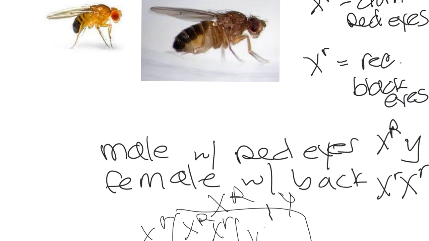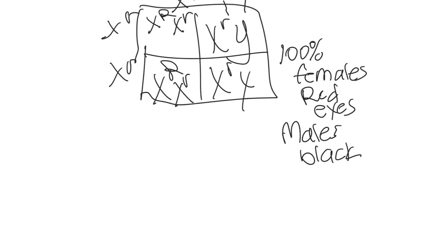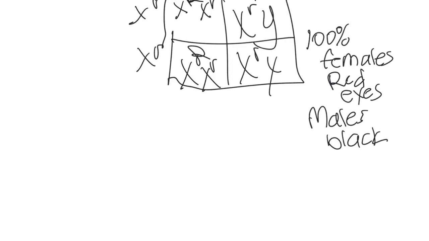I get males with black eyes. So basically, if you look at this, you end up with 100% females in this cross. All the females will always be red eyes, and all of the males will always have black eyes, which is interesting because you're basically flipping what the parents are. It's kind of cool. So I hope that made sense. So that's our first one, okay? So I should say 100% for males on black eyes.